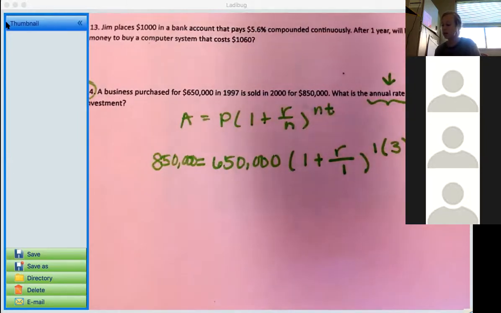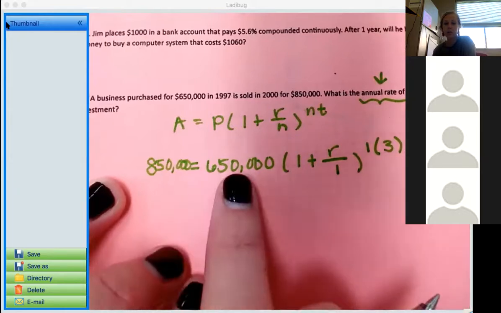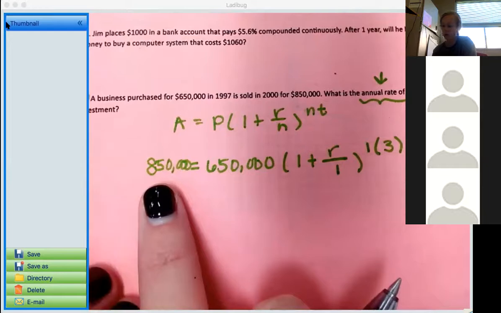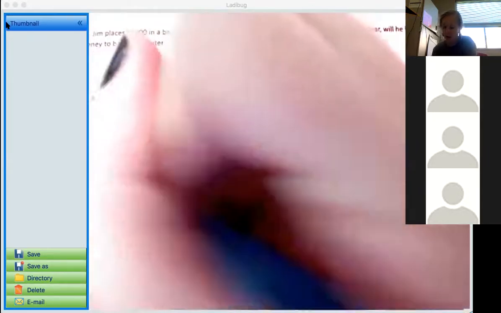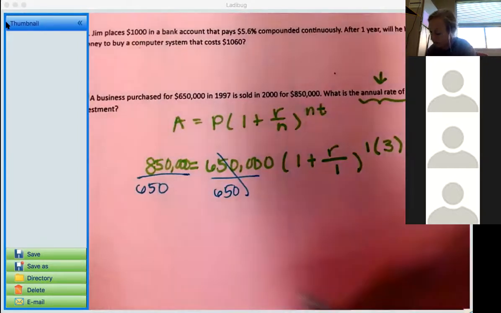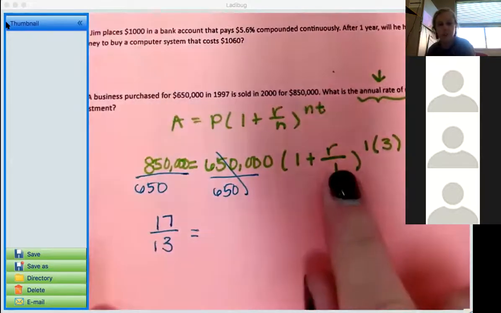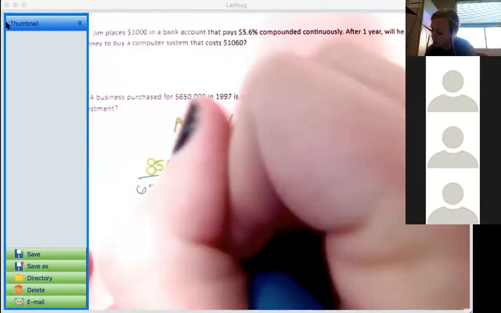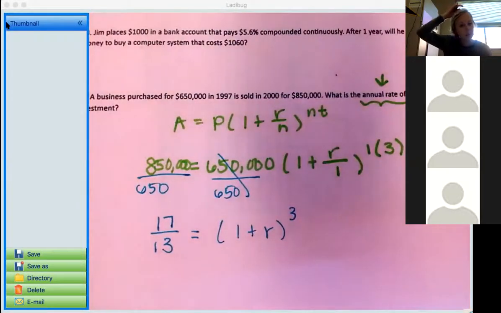So do you guys agree? Same thing. We've got to get the base and the exponent isolated. So did you guys divide by 650,000 first? Yeah. Okay. And when you do that, I'm not going to copy the zeros. It reduces to 17 over 13. And then what's R divided by 1? R. Yep. So this is just (1 plus R) to the 3rd.